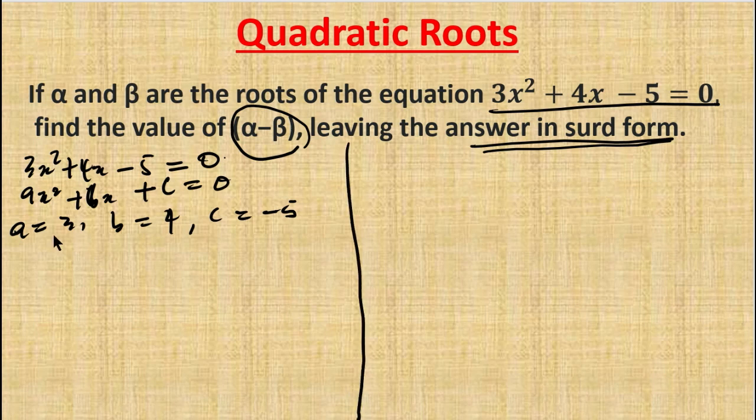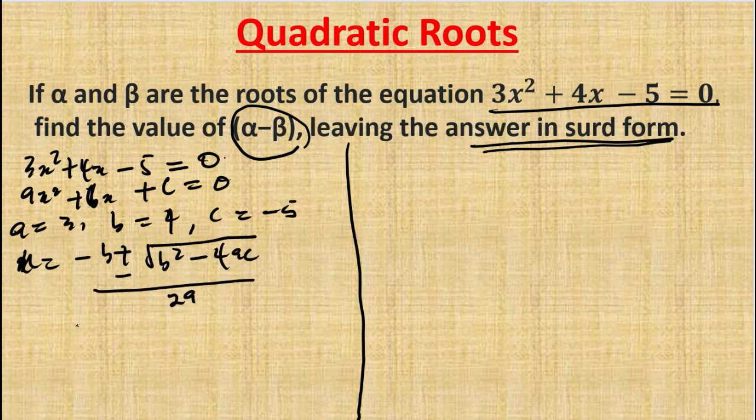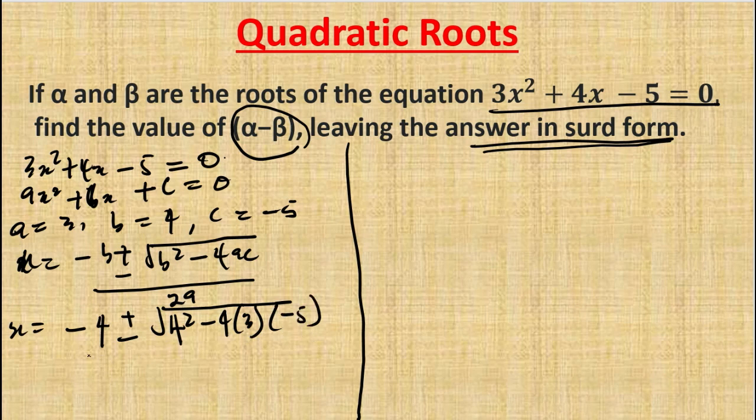The first is to use the almighty formula. The almighty formula says that x is the same thing as minus b plus or minus square root of b squared minus 4ac, over 2a. We can easily substitute, so that x is minus 4 plus or minus square root of b squared, that is 4 squared, minus 4 into a, that's 3, into c, that's minus 5, all over 2a, that's 2 into 3.